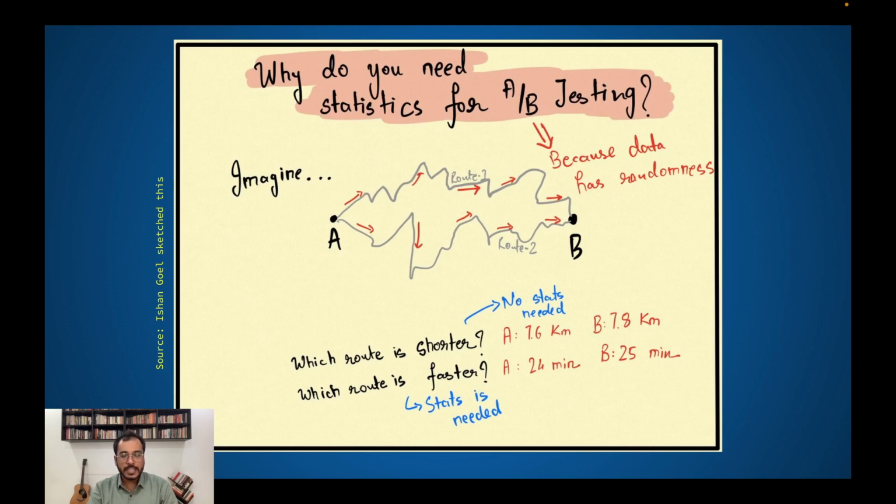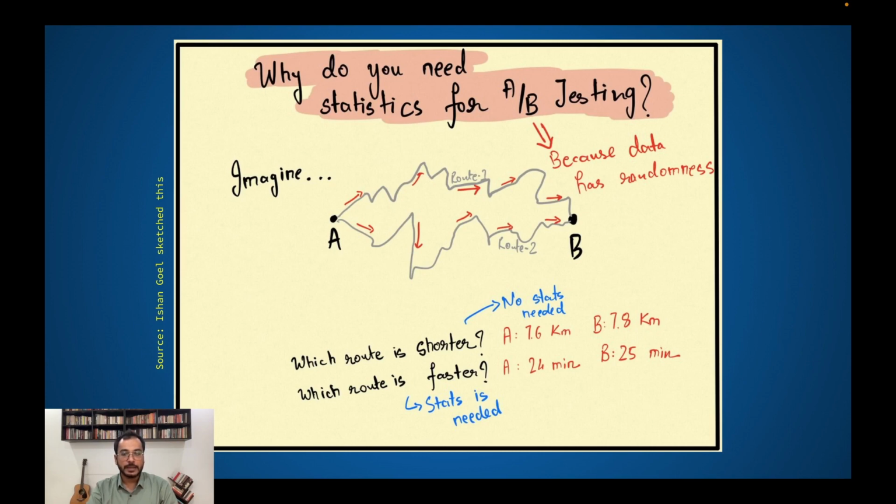He could have understood that the yield is increasing, but yet statistics is indispensable. I will take you through a small thought experiment to convince you in what scenarios statistics becomes indispensable for experimentation and in what scenarios stats would not be needed. Let's imagine that you have to go from point A to point B, and you have two routes, route 1 and route 2. And I ask you this question: which route is shorter?